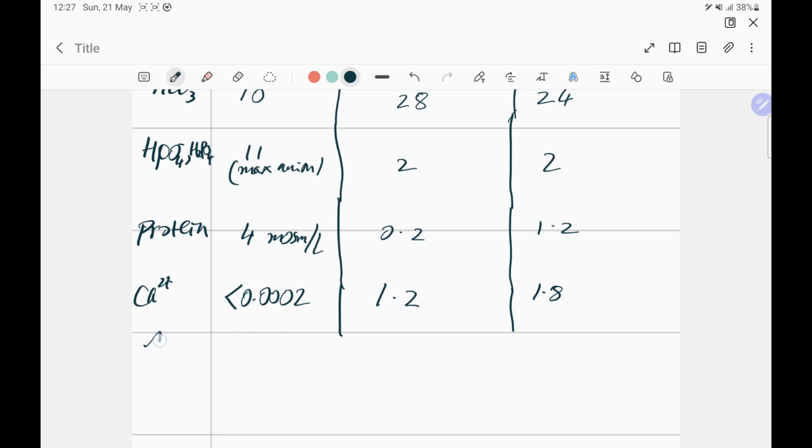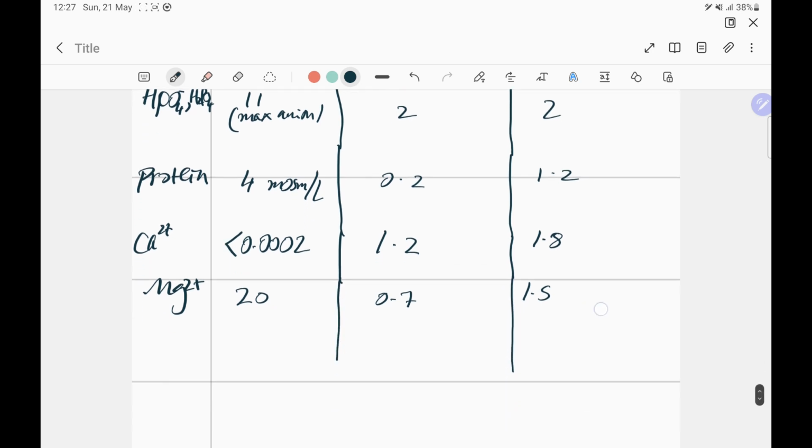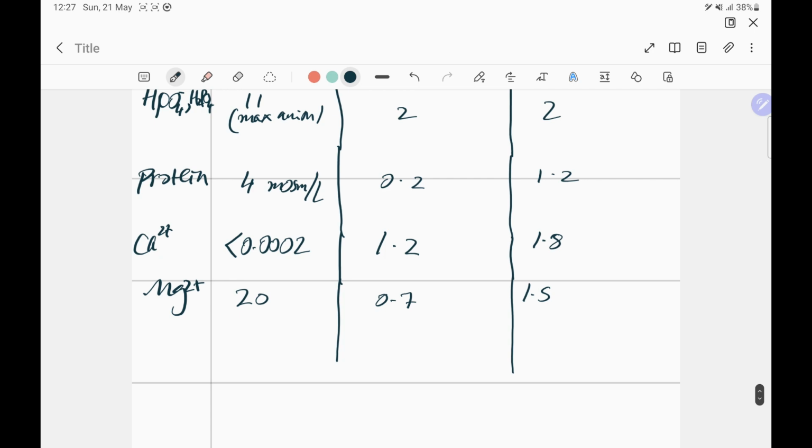And then magnesium, you can also remember this. It's very important and underrated. People don't know how important it is. 20 millimoles in the intracellular fluid compartment, 0.7 in the interstitial fluid compartment, 1.5 in the ECF compartment over there. And why should you know about magnesium? Magnesium mimics the role of calcium sometimes.